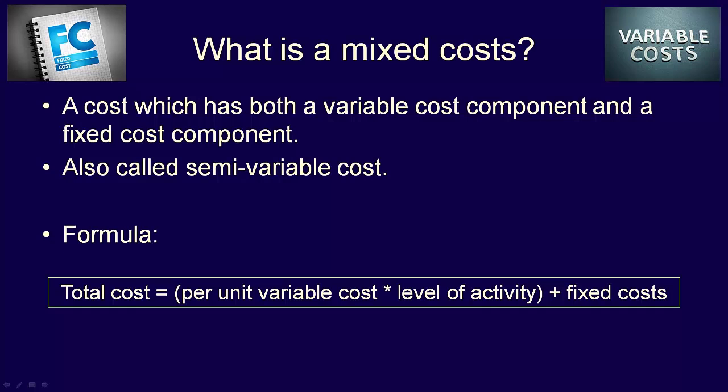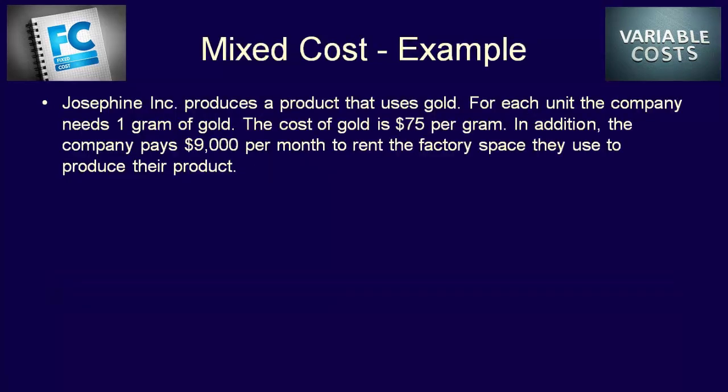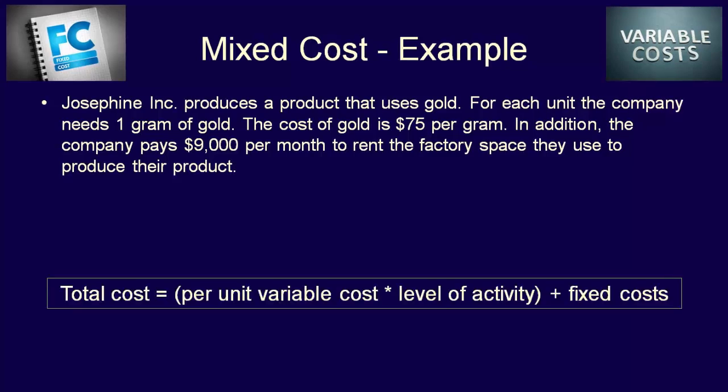Let's look at an example. Josephine Inc. produces a product that uses gold. For each product, the company needs 1 gram of gold. The cost of gold is $75 per gram. In addition, the company pays $9,000 per month to rent the factory space they use to produce their product. We can use our mixed cost formula to calculate the cost at different levels of activity.